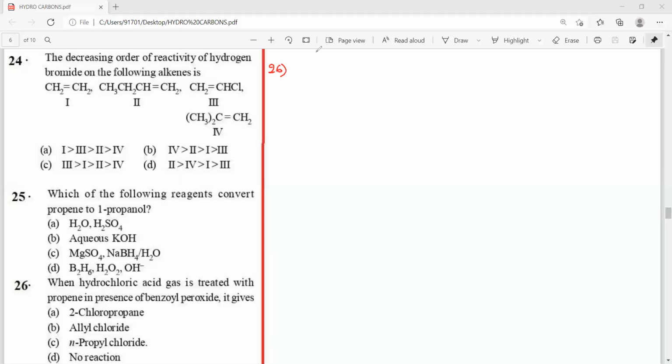26th question, if you have observed, what is the given question, dear students? When hydrochloric acid gas is treated with propene in the presence of benzoyl peroxide, what is the product? So propene. Okay students, this is the propene. It's very clear. Propene is treated with addition of HCl in the presence of benzoyl peroxide.